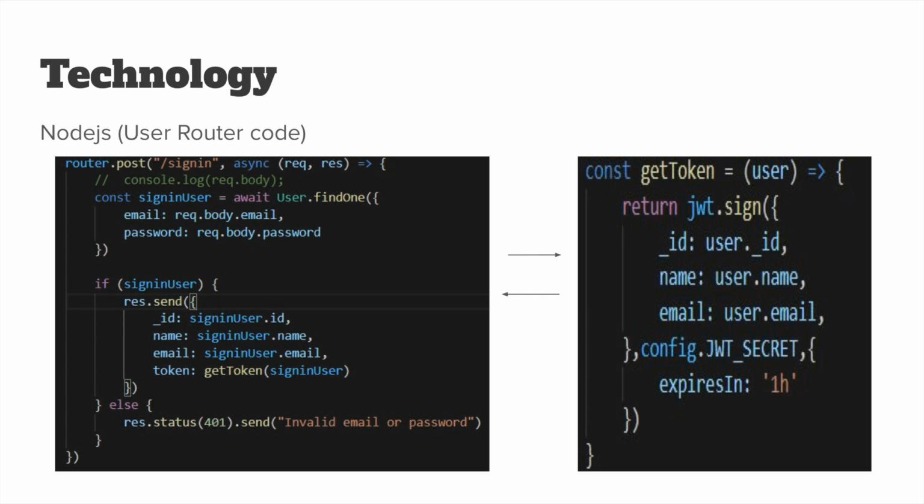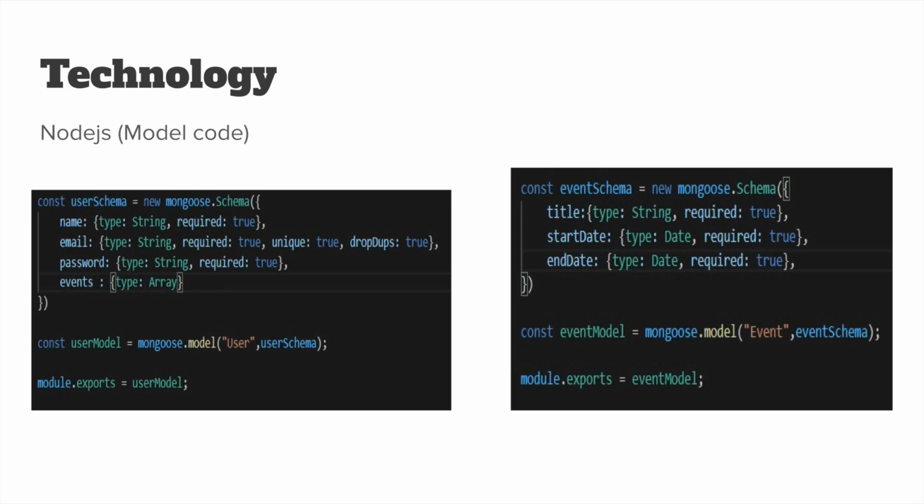Next, we have the user router for the sign-in part. This will serve as an example of one of the many route paths we have. On the left-hand side, we are checking the email and the password from the request body against the database to see if there is any matching credential. If there is one, it will send back a response code 200 along with a JSON Web Token. Else, it will send back an unauthorized response code 401.